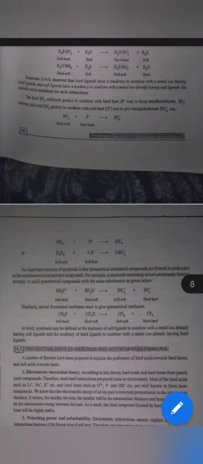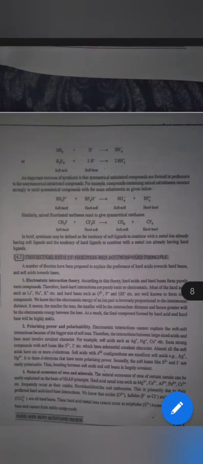An important outcome of symbiosis is that symmetrical substituted compounds are formed in preference to unsymmetrical substituted compounds. For example, compounds containing mixed substituents interact to give symmetrical compounds with the same substituents, as given below. BH3F- + BF3H- gives rise to BF4- + BH4-. Similarly, fluorinated methanes react to give symmetrical methanes: CH3F + CH3F gives rise to CH4 + CF4.